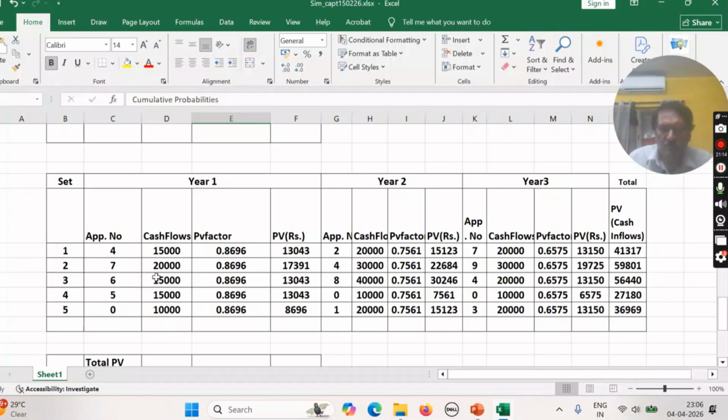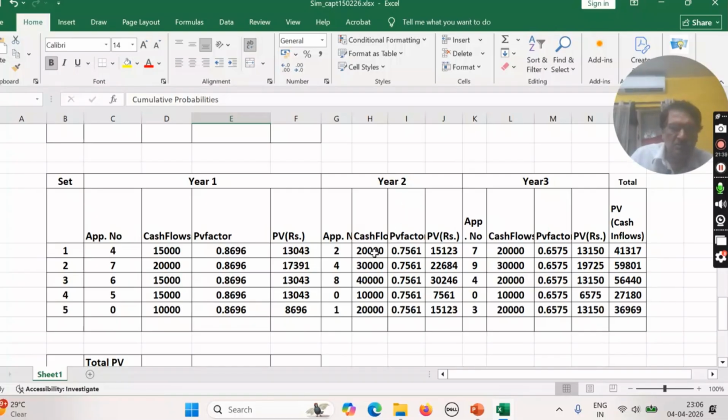This is the figure after 1 year, and all 5 sets have been tried. Then what will be the present value? These are the present, this into this. This is the present value. If the random number is this, then the expected present value is this. In this way, 5 sets of present value have been calculated.